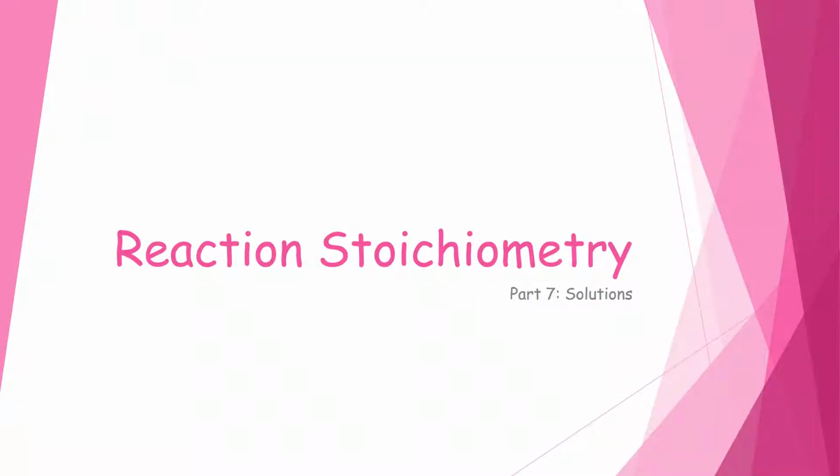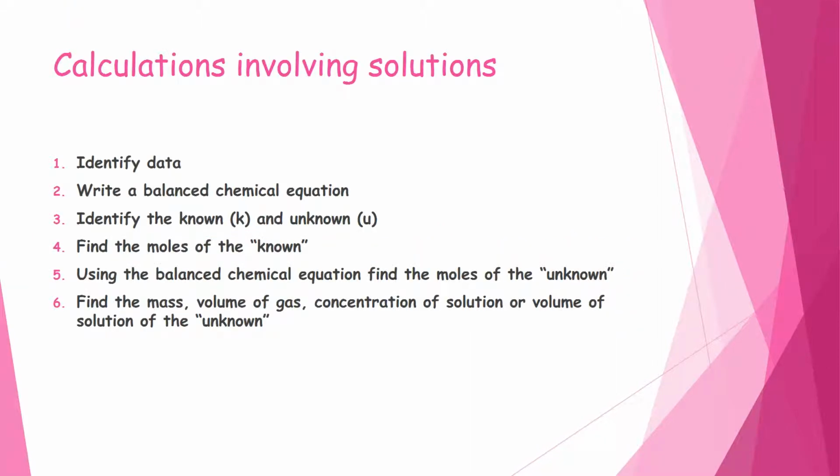In this video, we're going to be doing some stoichiometry using some solutions. Like any other stoichiometry, you still need to identify the data, have a balanced chemical equation, know what is known and what is unknown, find the moles of the known, use the balanced chemical equation to find the moles of the unknown. But now you can find a mass, a volume of gas, a concentration of solution, or a volume of solution as your unknown.